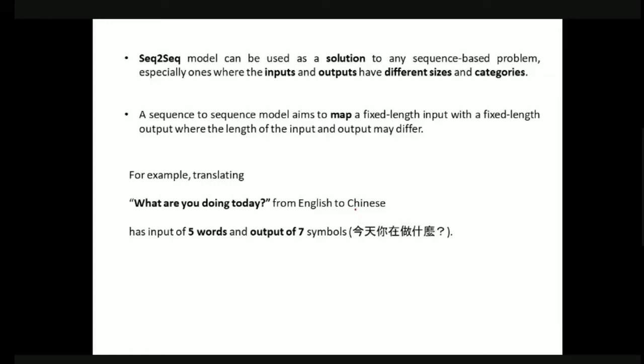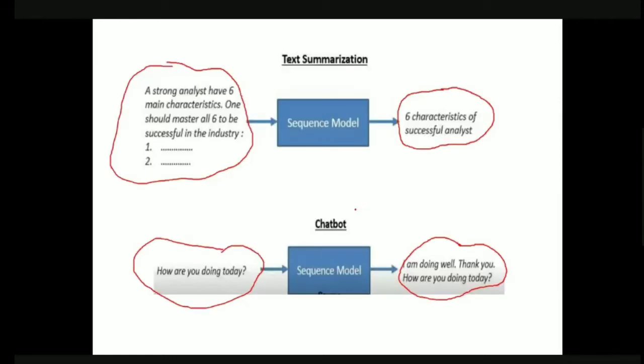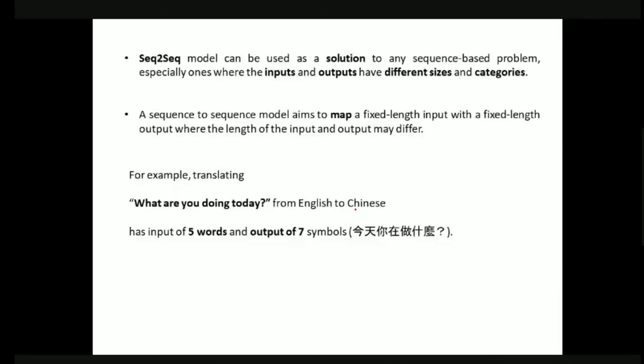Any sequence based problem means that in all the examples which we have seen, there are different sizes of inputs and outputs, and we have different categories of inputs and outputs. For the sequence model in text summarization, we have one size of input and the output is another size. And for a chatbot, we have one size and the output is another size. So we have different sizes and different categories of inputs and outputs, right? For this kind of problem, we can implement the sequence to sequence model.